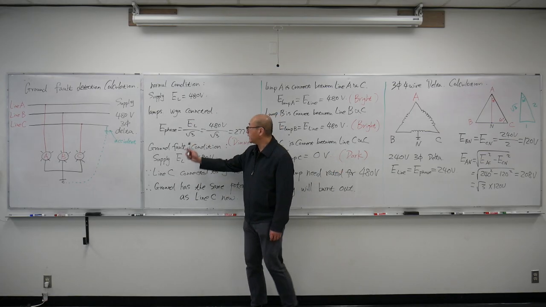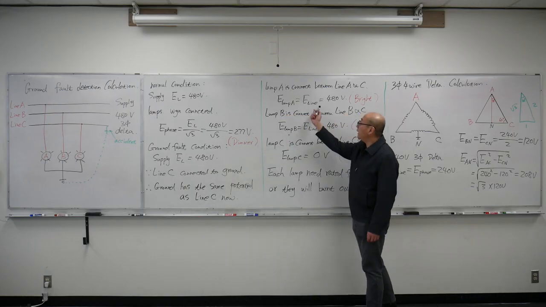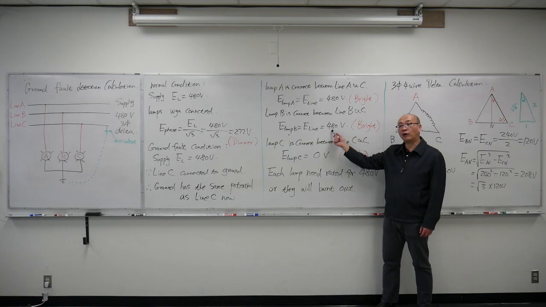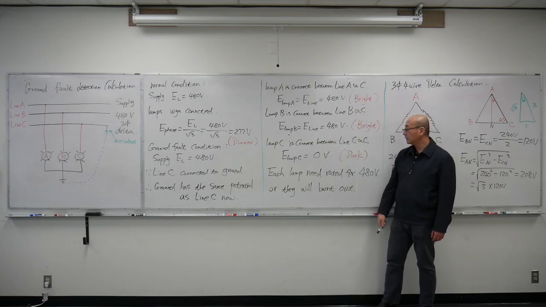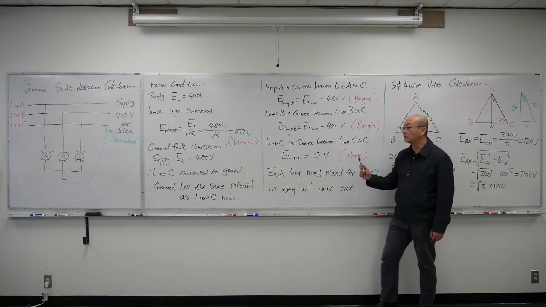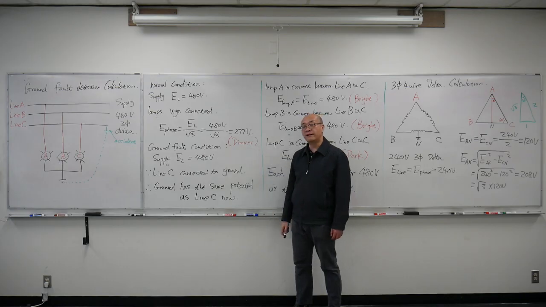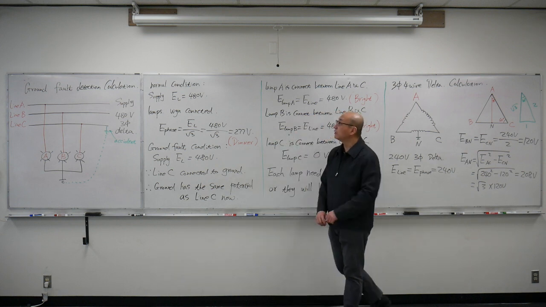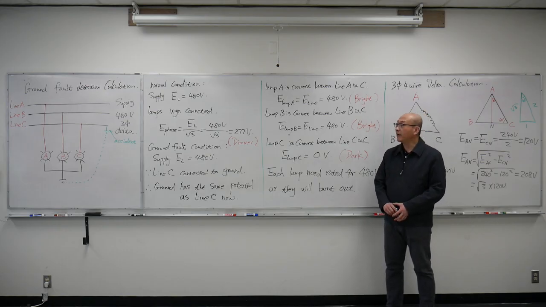Before, each lamp was seeing 277 volts. Now, lamp A and lamp B are going to see 480 volts. So, these two lamps will become brighter, and the one lamp will go dark. Under normal condition, each lamp sees 277 volts, so all three lamps are going to be somewhat dimmer. Here's a calculation for a ground fault system in a three-phase ungrounded delta system.